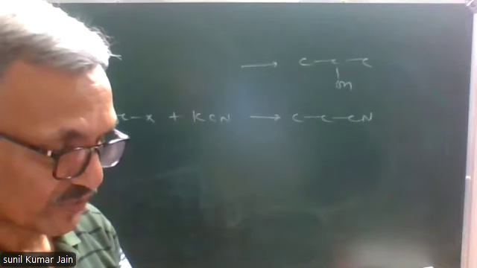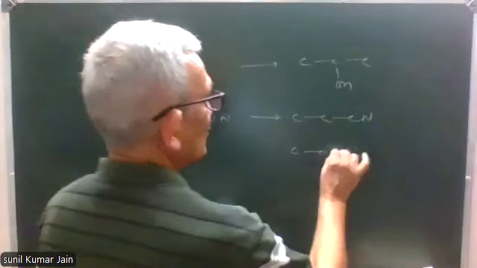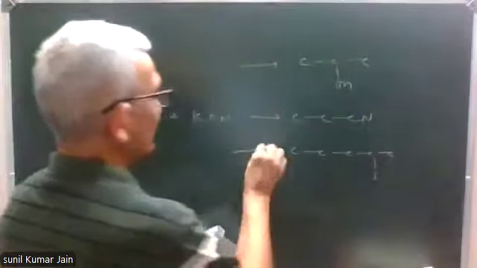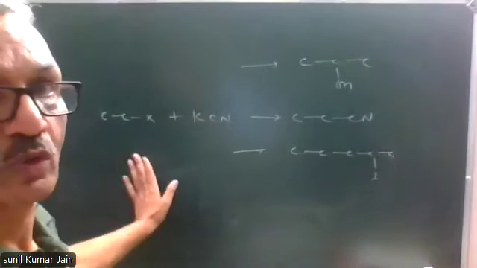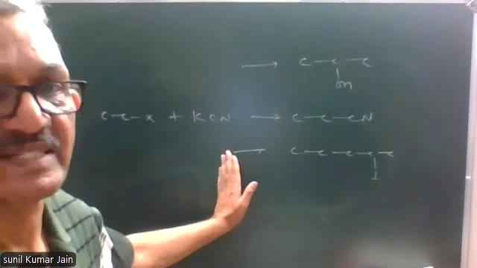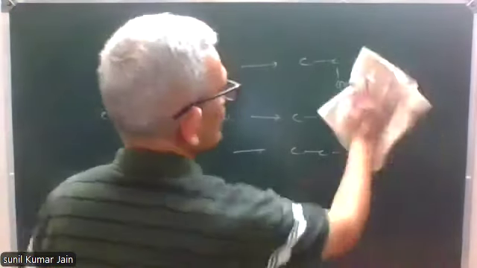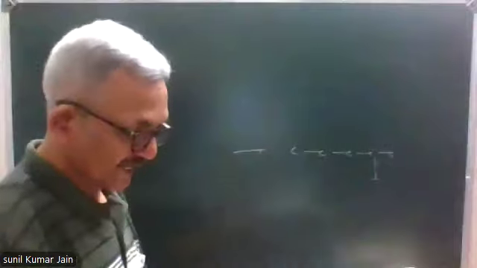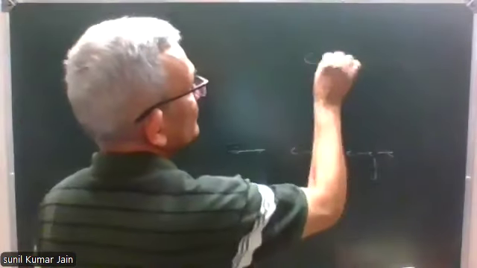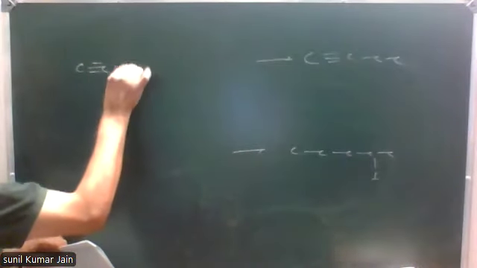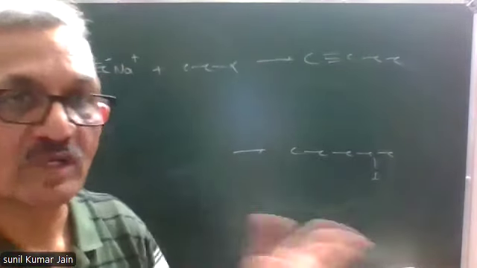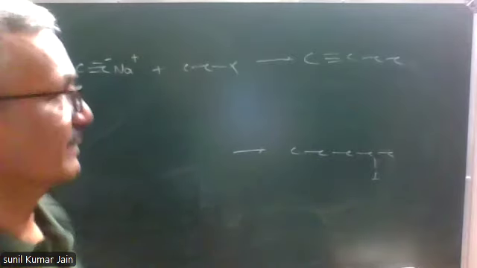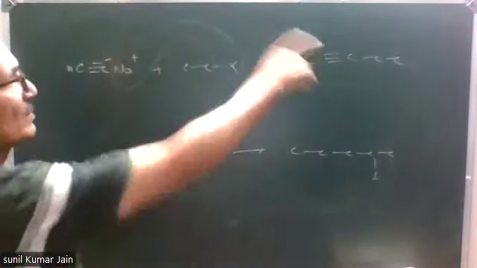Next is 3-iodopentane. This you can prepare by Finkelstein's reaction: 2-chloro or 2-bromopentane with KI in acetone. Finkelstein's reaction. Next, 1-butene: sodium salt of alkyne with haloethane. You'll get this final product.